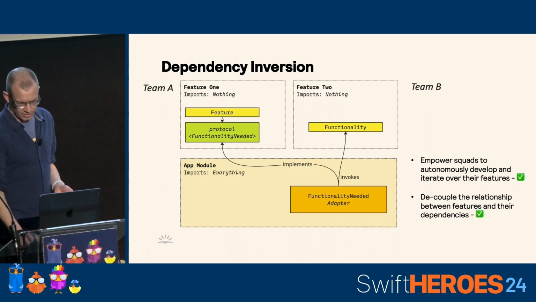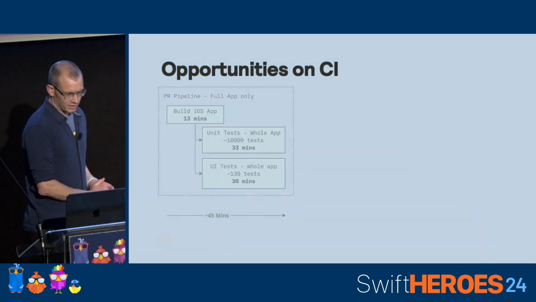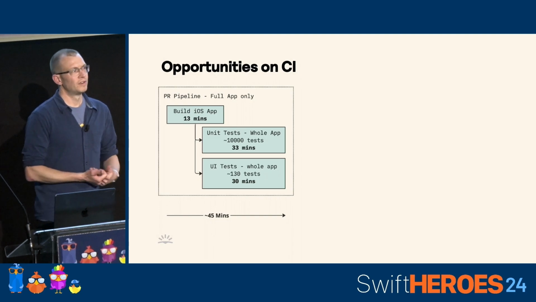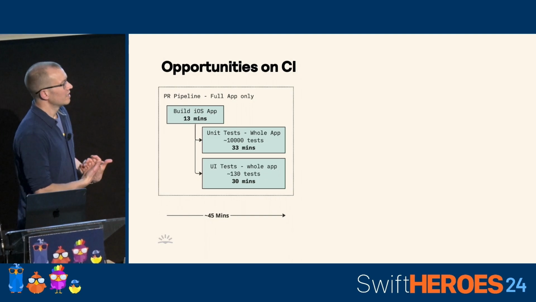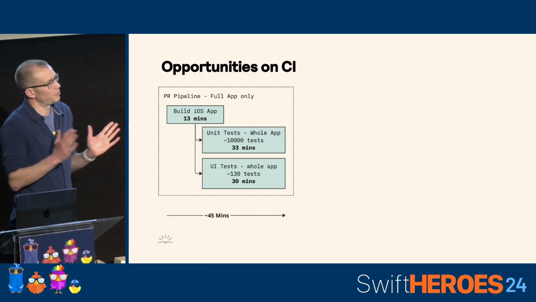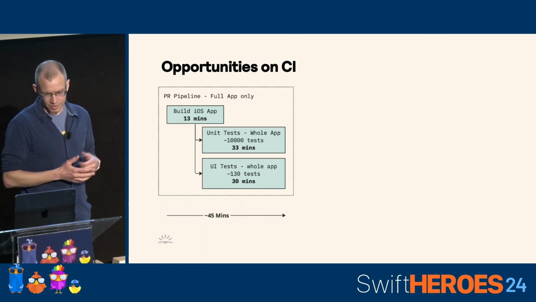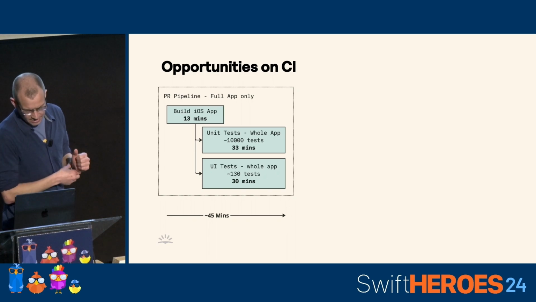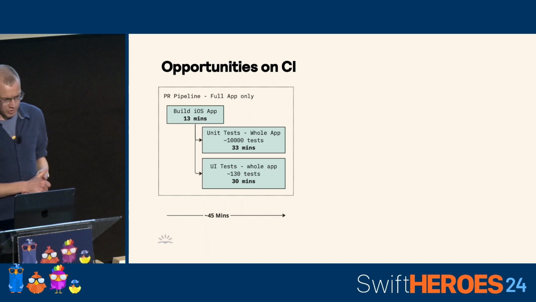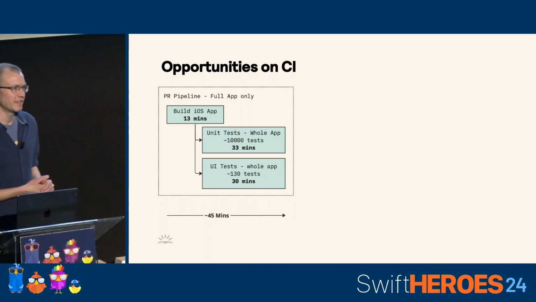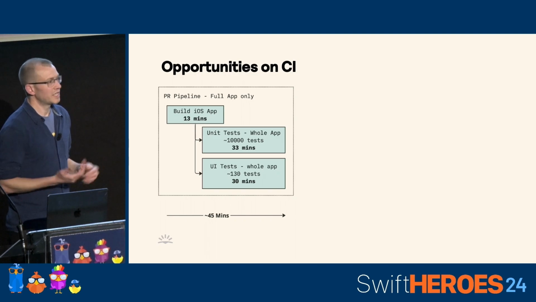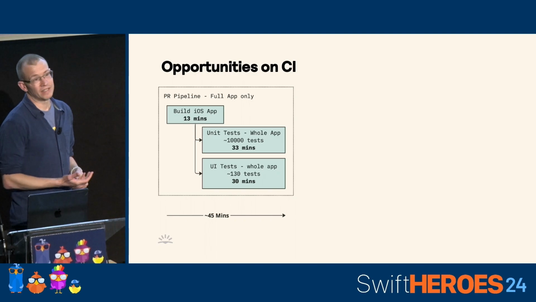But on CI, we were still in this situation where we didn't want to lose the security of testing everything, right? So we hadn't really changed anything on CI. Every single PR required us to build a whole app, run all the unit tests, and run all the UI tests. And this is a lengthy process, right? When code builds up over many years, this had grown to a 45-minute CI run, which actually isn't too bad, but it's not ideal.